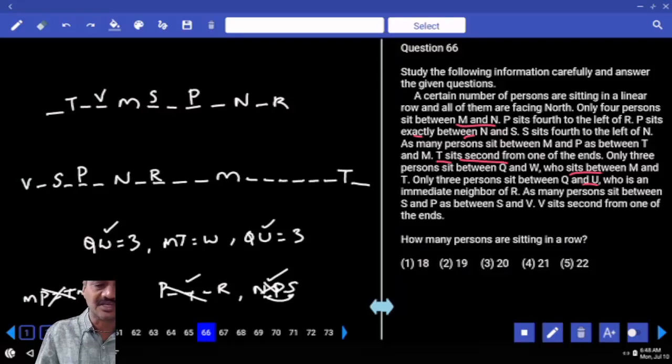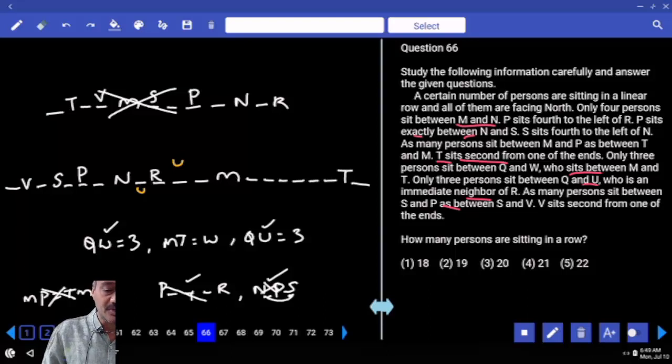And V sits second from one of the extremes; this case is not possible, isn't it? Hence V must be here. V is seated second from one of the extremes. Now we are done with this information. As U is an immediate neighbor of R, what are the different possibilities? U can be here or U can be here. There are 2 different possibilities.